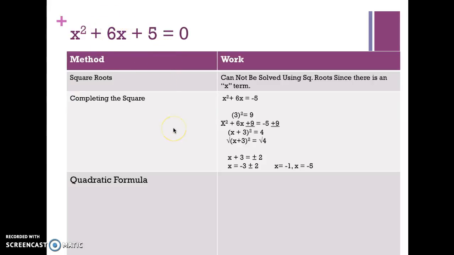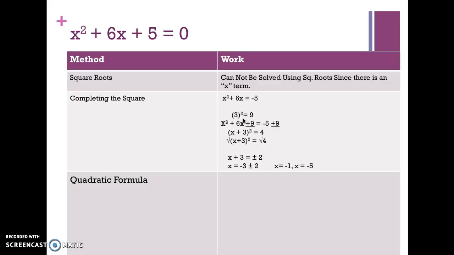Now we're going to complete the square. We first take 6x and divide that by 2. So 6x divided by 2 equals 3. Then we square that, and 3 squared equals 9. So we plug that 9 into both sides of the equation, and this is completing the square. So x squared plus 6x plus 9 equals negative 5 plus 9. When we add negative 5 plus 9, we get 4.